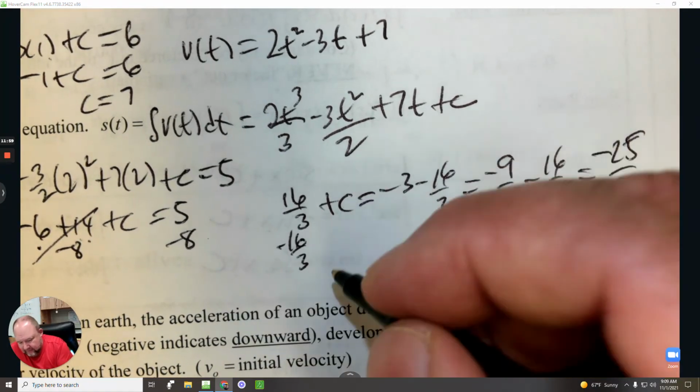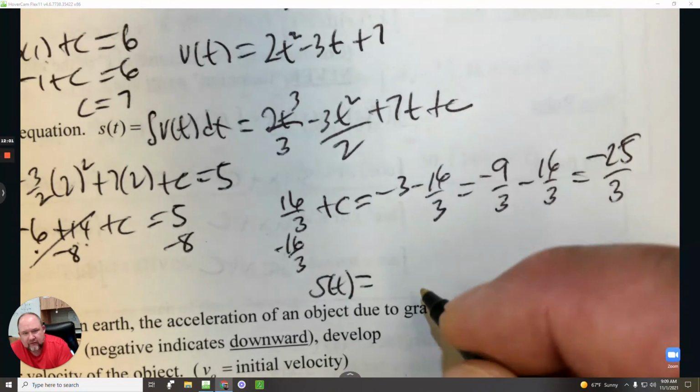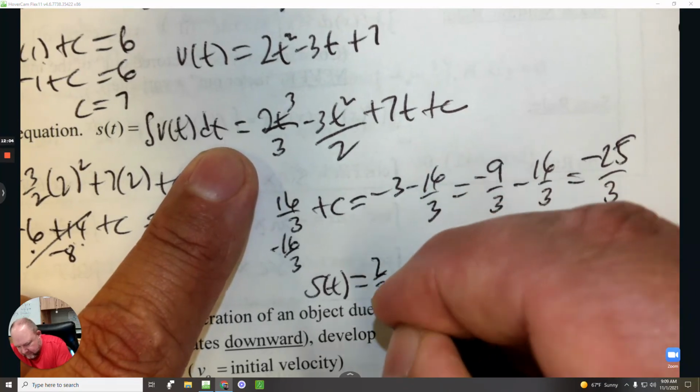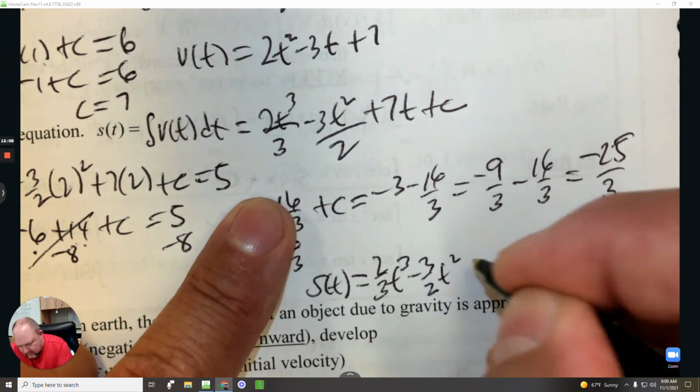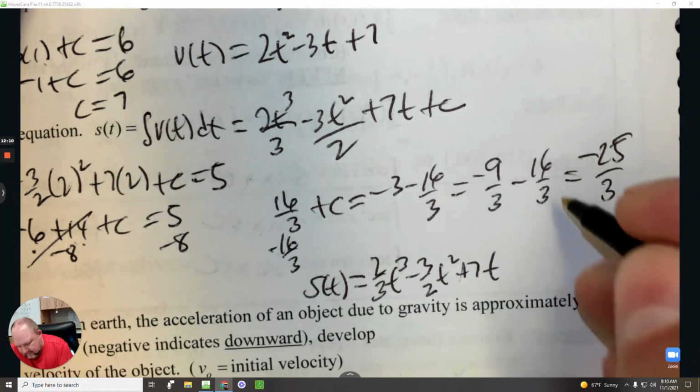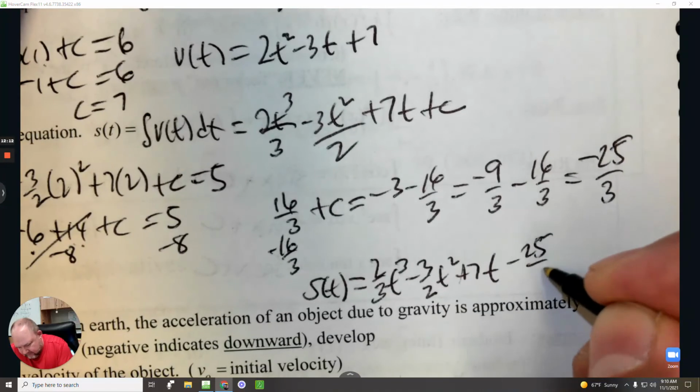So I need to summarize this. So the position function then is 2/3 t cubed minus 3 over 2 t squared plus 7t, and then the constant, which is negative 25 over 3.